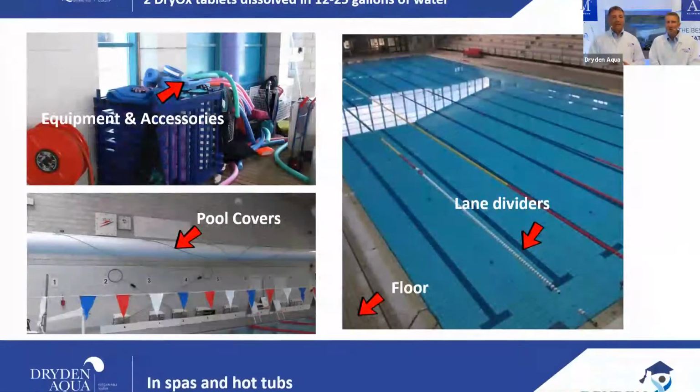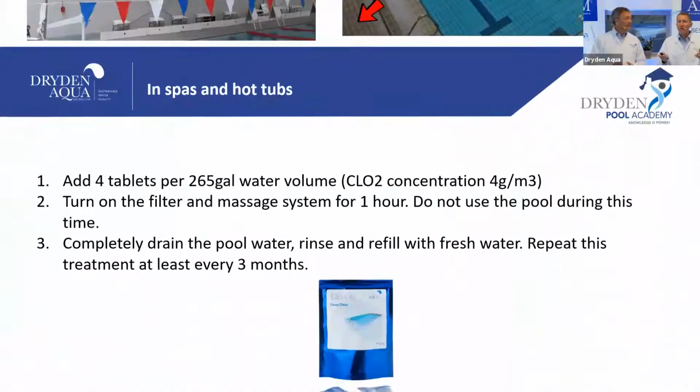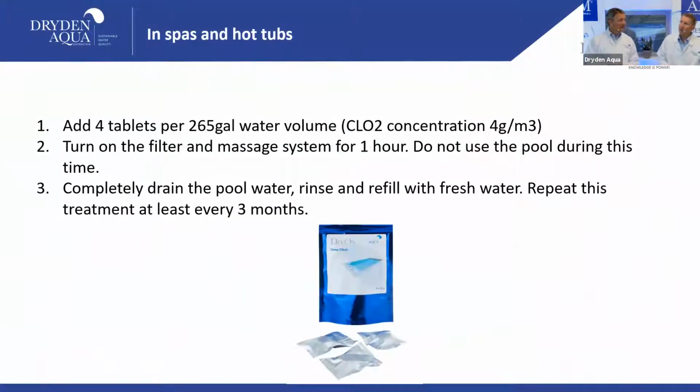Okay, so now let's change to a spa, a hot tub. I will be the proud owner of a spa in about 4 weeks' time, so I'm getting ready to actually practice this live at home. But really, we recommend a deep chlorine dioxide cleaning every 3 months for a spa. How do you do this? Maybe first, what's the reason for this?